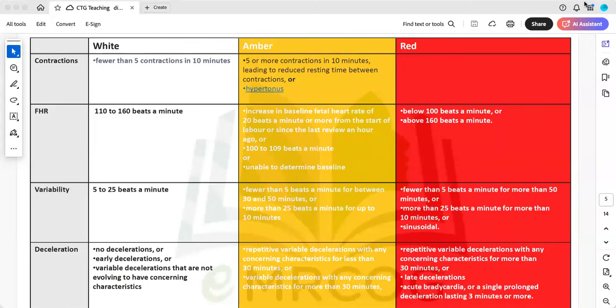And this is a very important table that I made for you guys, so you can categorize the risk of the CTG. Here I have included the 4 features of the CTG: the contractions, the fetal heart rate, variability, and decelerations. For each feature, if it is normal, I will give it white color, so it's a normal one. If it is a non-reassuring feature, it's amber. And if it is an abnormal feature, it's red, as you can see here.